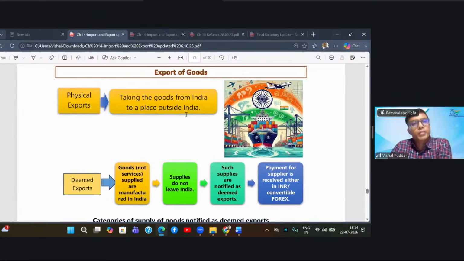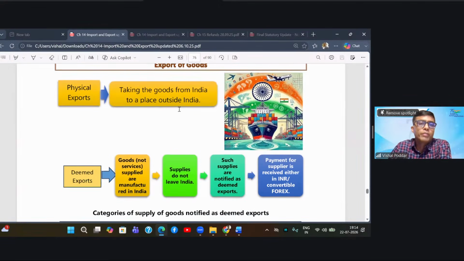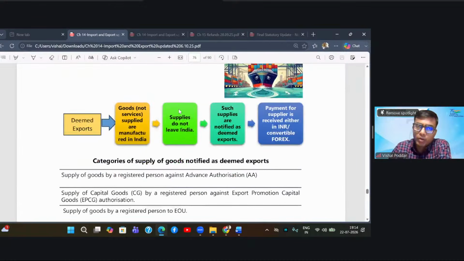Now, what is the definition? So for definition of export, as I had mentioned earlier, we go to the customs law and the same definition, students, is also incorporated in the GST law. GST defines export as taking the goods from India to a place outside India. So only when physically the goods are going from India to outside, we call it as export. Keep this in mind.